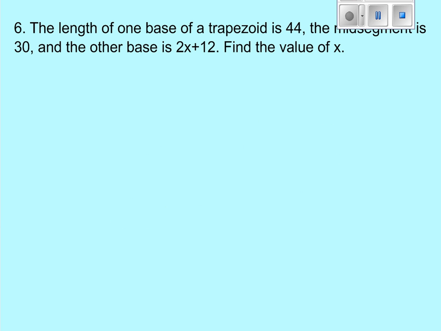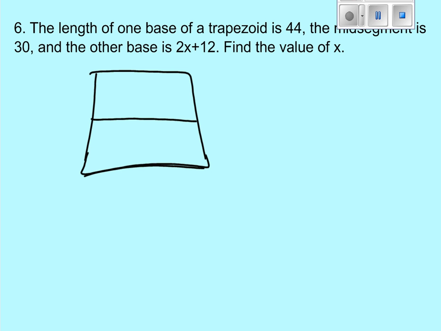Length of one base of a trapezoid is 44. The mid-segment is 30, and the other base is 2x plus 12. Find the value of x. So draw a trapezoid, hopefully better than mine. So the length of one base is 44. The mid-segment is 30, and the other base is 2x plus 12.